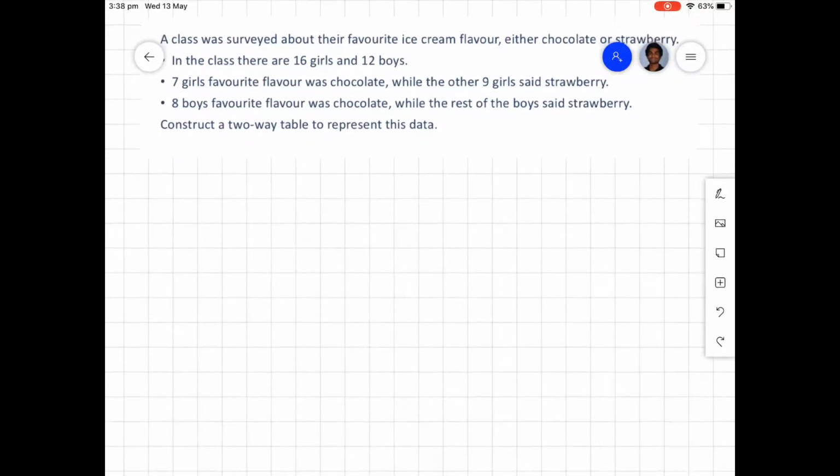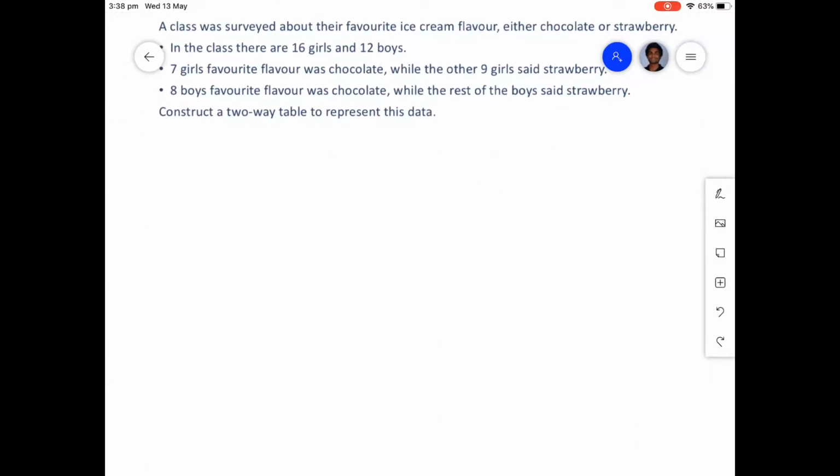Now, when we draw two-way tables, we always have to figure out, firstly, what are our two categories? And from this question, we have flavour, so chocolate or strawberry, and we have girls and boys. So when we start drawing our two-way table, we know that our two categories are going to be chocolate and strawberry and girls and boys.